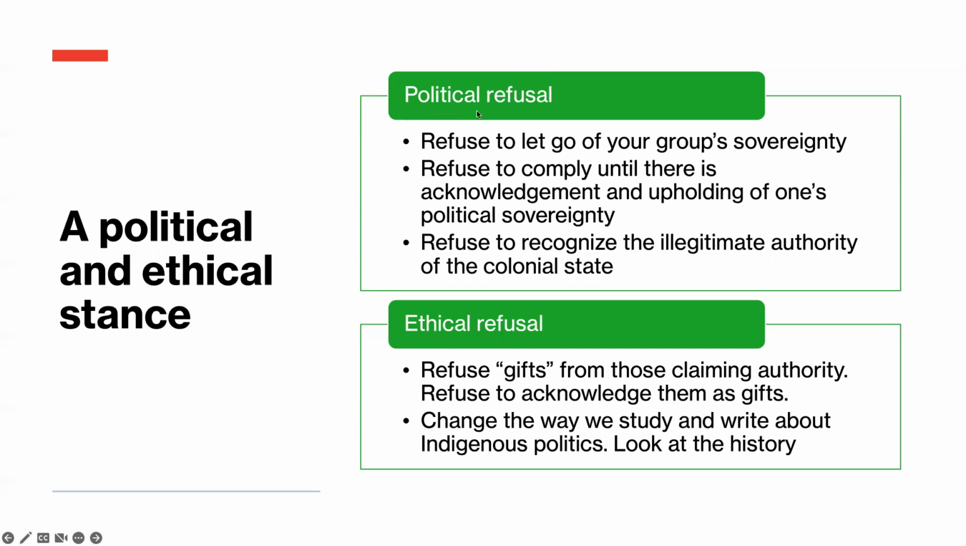So the political refusal points seem to be refusing to let go of your group's sovereignty. That's political. Refusing to comply until there's acknowledgement and upholding of one's political sovereignty. That's political. Refusing to recognize the illegitimate authority of the colonial state. That's, I think, political. And then more ethical forms of refusal, I would say, refusing gifts from those claiming authority, refusing to acknowledge them as gifts, not even defining them as gifts. It's not a gift. It's to say that you're a citizen of an illegitimate state.